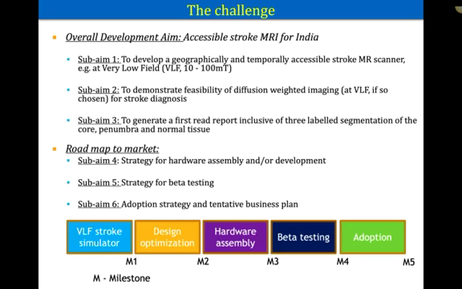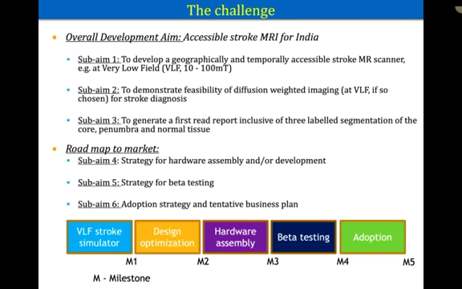The challenge then is to develop or design this accessible MRI stroke for India with three specific aims. One is to develop this scanner tailored to geographical and temporal axis dimensions. This could be done at very low field between 10 to 100 millitesla or any other choice that people would want to take a stab at.